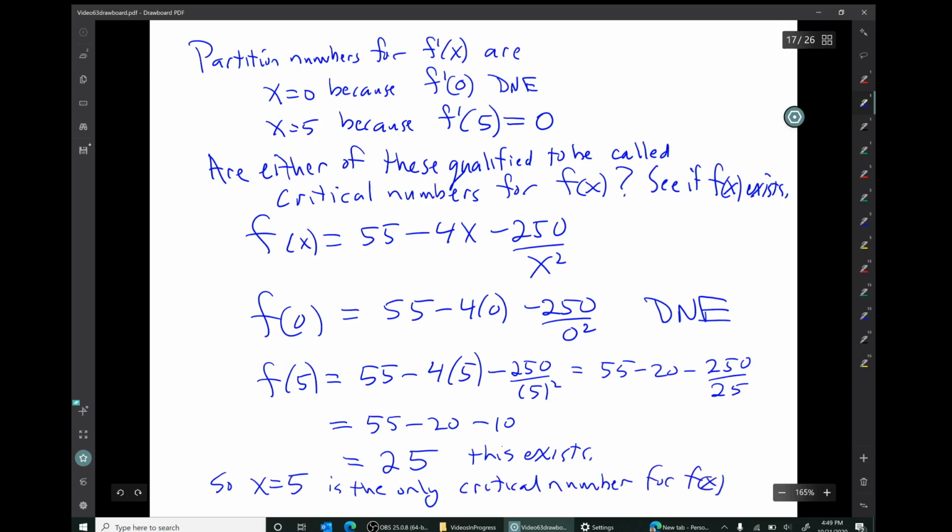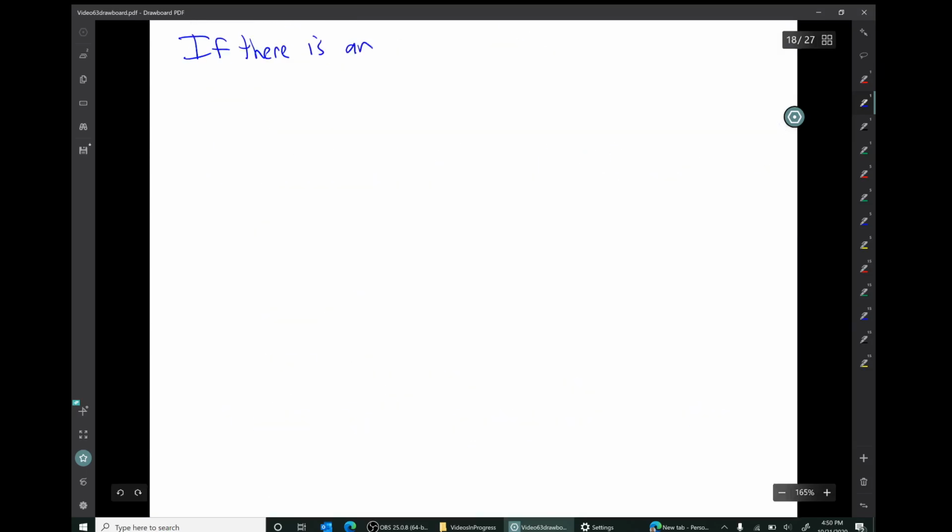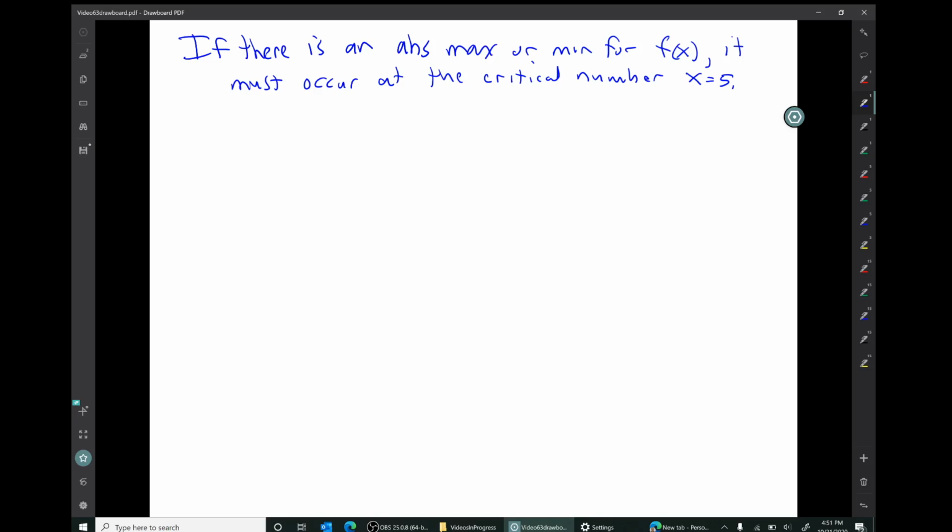So remember what we're doing. We're trying to find absolute extrema. They can only occur at critical numbers, so we found the critical numbers. There's only one. x equals 5 is the only critical number. So if there's an absolute max or a min for f of x, it's got to occur at x equals 5. Well, we'll investigate that on the next page. So we don't know how our graph looks. We don't know if it's going to have any maxes or mins, but we do know that if there are any maxes or mins, they would have to happen at this critical number x equals 5.